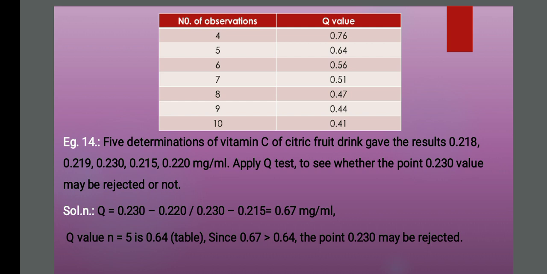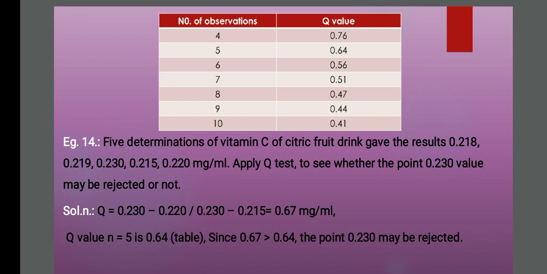I'll repeat this problem once again. 5 values are given, and a value has been chosen, 0.230, and they have asked whether this value has to be rejected or not. We know the formula for Q: Q is equal to suspected value minus nearest value divided by largest value minus smallest value. You substitute all the values and the answer is 0.67. If you check the same in the Q table, the value is 0.64. So the conclusion is, because the table value is 0.64 and our value is 0.67, the particular value 0.230 has to be rejected.